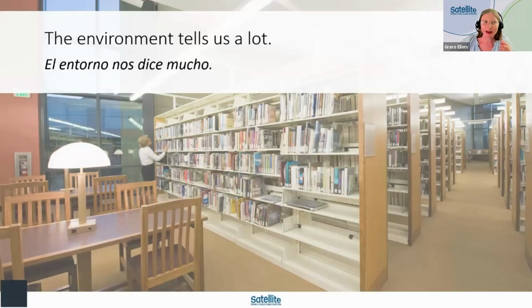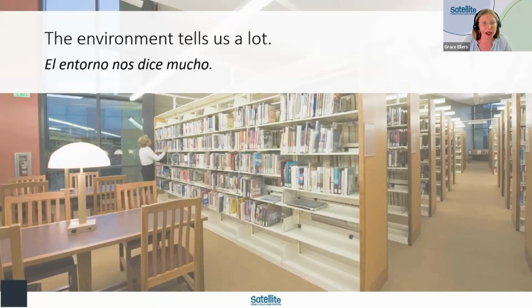So, like I was saying, essentially the environment tells us a lot. We receive so much information from our surroundings that we don't even consciously think about, especially as adults. For example, I know that looking at this image here, this is a library. That is something I was taught. It's not just intuitive. I also know that these are quiet spaces. Again, something I learned from visiting libraries before.